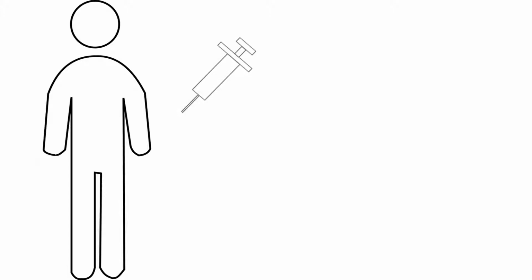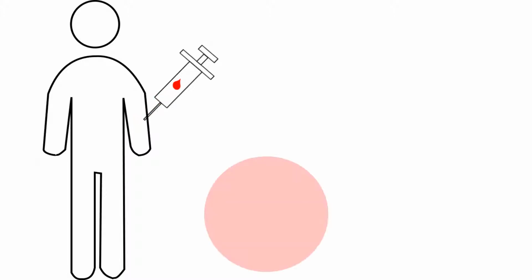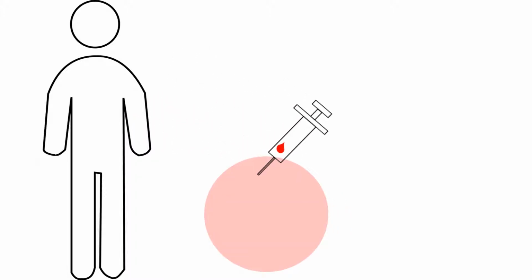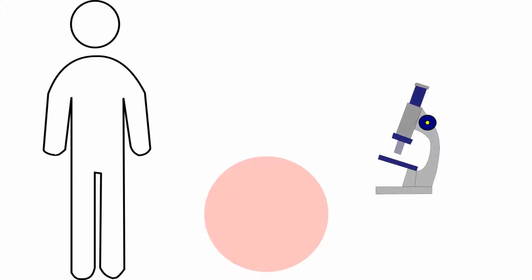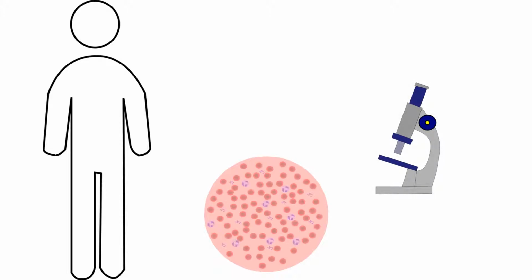So here's a person, and we will take some blood out of the person. And the blood will be put under a microscope, and then we will see the blood like this. So the red is the red blood cell. These white, bluish ones are the white blood cells. And these little pieces are platelets.